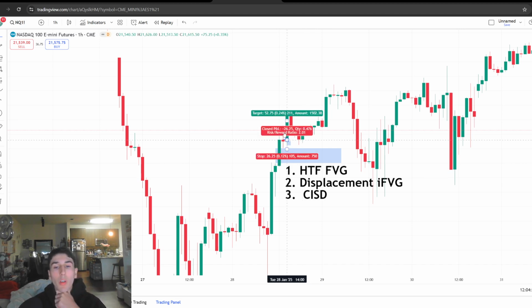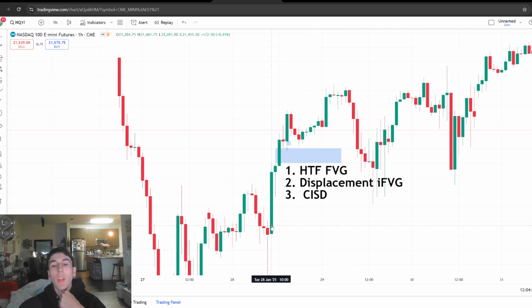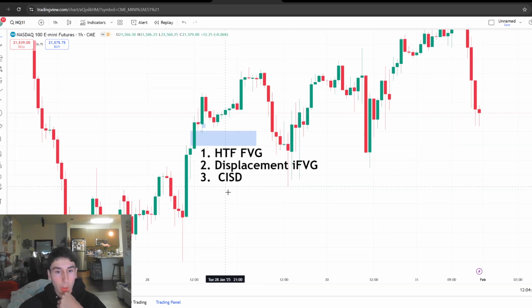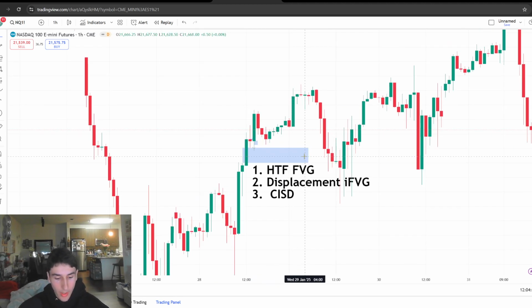Because if we were to see a reversal, we would see a short setup, and I do not want to see that because I'm bullish. So I want to see a retracement, but I'm not going to trade the retracement, okay? So how do you identify this? First, identify a higher time frame fair value gap.